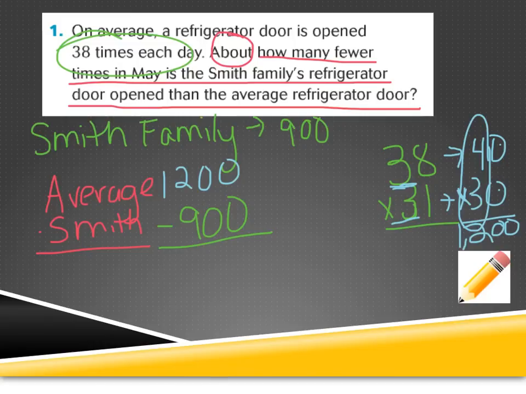0 minus 0 and 0 minus 0 leaves me with 2 minus 9. I can regroup to get 12 minus 9. 12 minus 9 is 3. So that tells me that the average refrigerator is opened 300 times more than the Smith family's, or that the Smith family's refrigerator is opened 300 times less than the average family. Copy this example into your notes so that you have another one to look at when you do your check problems later this evening.